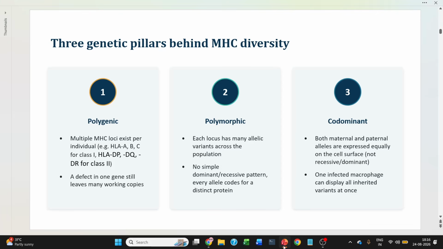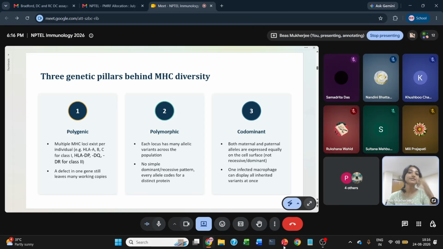Achha. So basically there are three genetic pillars behind MHC diversity. How is MHC so diverse? We will look into that. The first one is polygenic. You can see that there were multiple genes, right? So multiple MHC loci exist per individual, that is HLA-A, B, C for class 1 and HLA-DP, DQ, DR for class 2. And if there is a defect in one, the others will basically compensate for it, right?